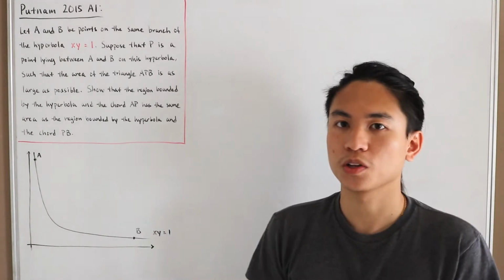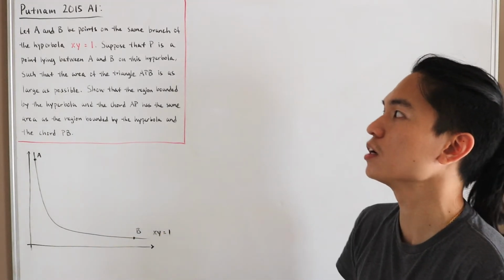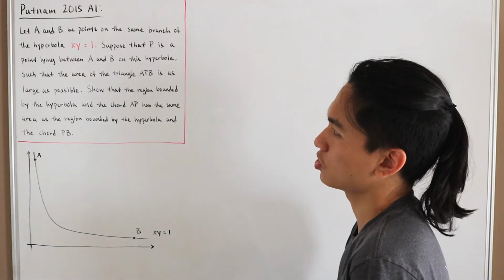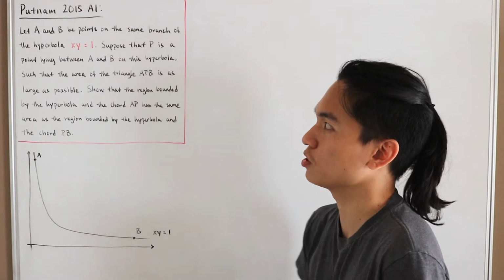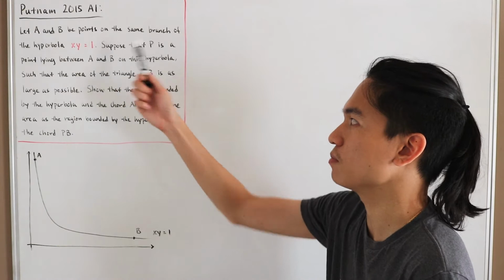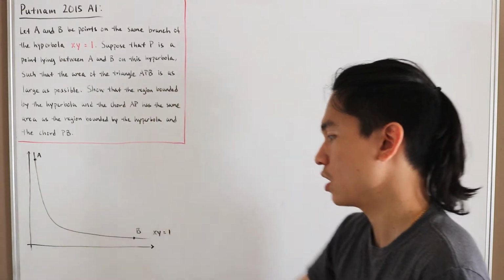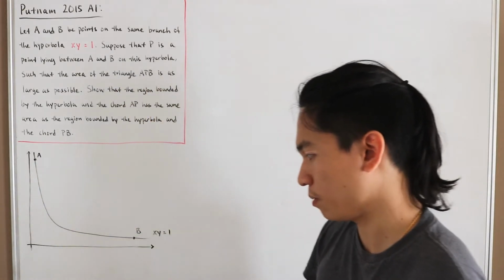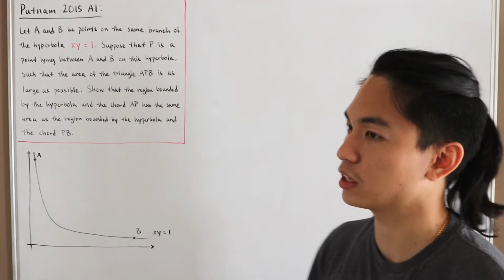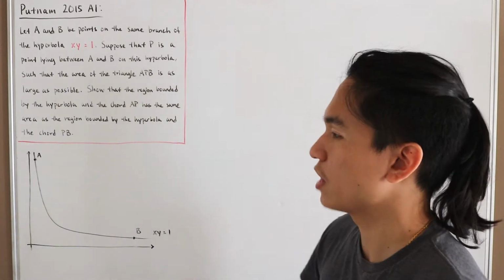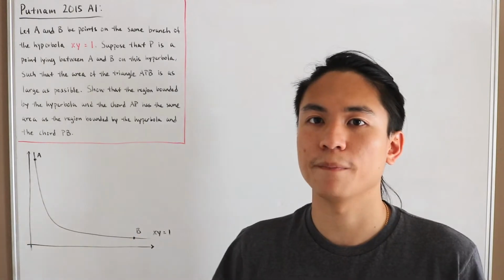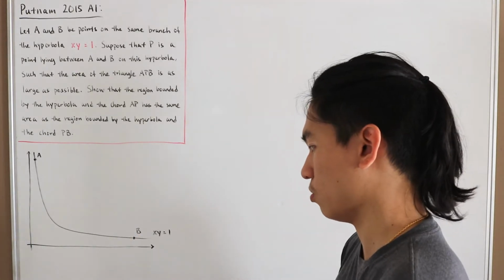Here we have our hyperbola x times y is equal to 1. If you want to rewrite this equation in terms of y on its own, it's basically y is equal to 1 over x. And here we have our two points A and B. They lie on this same hyperbola. But before I go further, I would also like to put in a clarification. We assume without loss of generality that A and B are on the hyperbola, specifically in the first quadrant of our coordinate system.